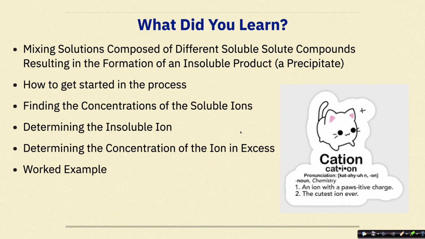So what did you learn? We went over the pretty complicated process of mixing solutions composed of different soluble solute compounds, resulting in the formation of an insoluble product, otherwise known as a precipitate. We looked at how to get started in the process, which was basically a review. Then we found the concentration of the soluble ions, which was also a little bit of a review. We determined the insoluble ion by finding the limiting reactant. And then we finally went through how to determine the concentration of the ion in excess. And we did all of that by working through an example.